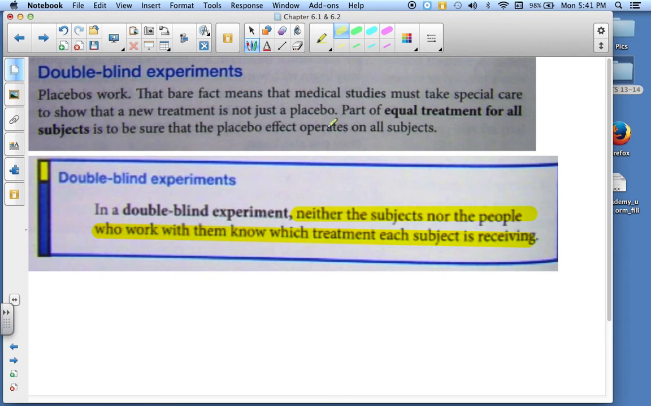Also, make sure that there's equal treatment for all subjects to be sure that the placebo effect operates on all subjects. So if you're giving one group a placebo, you want to make sure that they're getting just as good a treatment as those given the clinical trial, because you don't want them to get left out or feel any different. If they recognize that they're being treated differently, they're going to react differently.